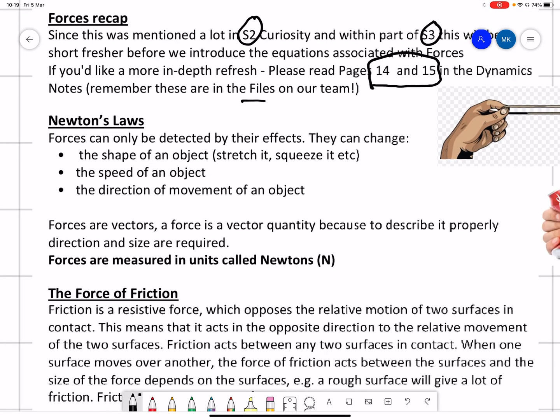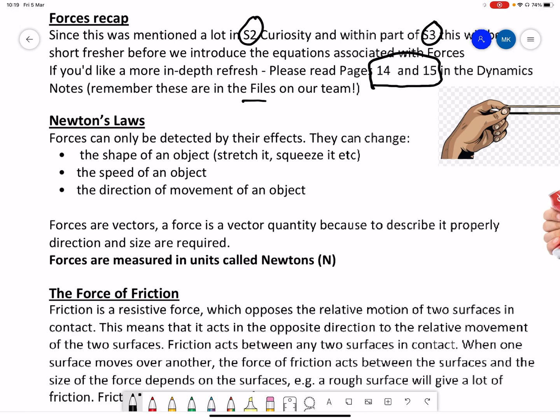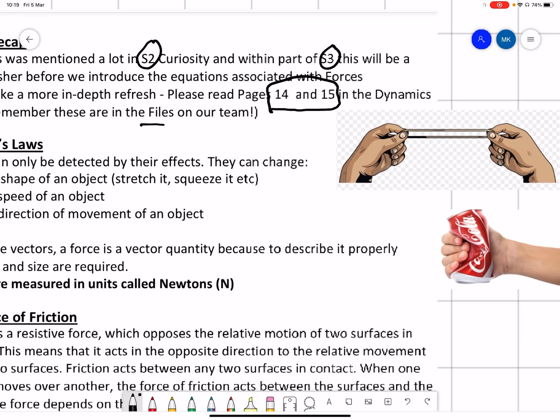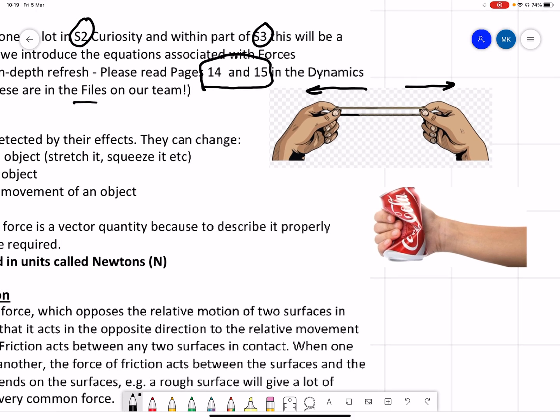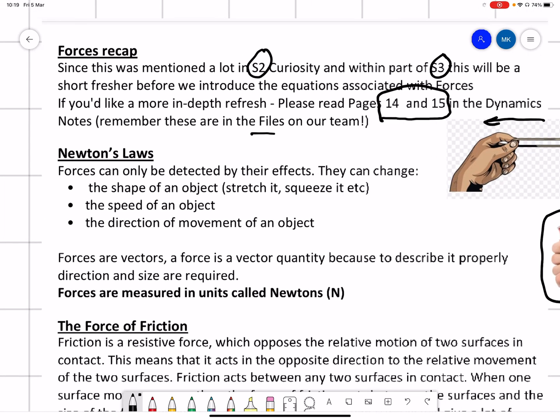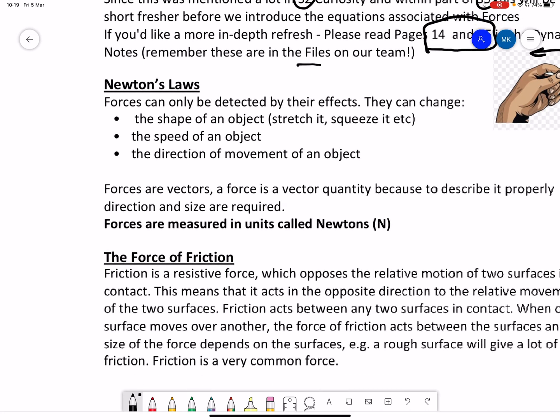Right, Newton's laws. Right, forces, when they act on something, they can change the shape of an object. So I'll put a little picture in here of an elastic band. The elastic band will stay the same shape until you start to pull it apart. So you're changing the shape by stretching it. Likewise, say an empty can of Coke will stay that same shape until a force acts on it. So if you crush a can, you're putting a force on that can, so you're changing its shape. So we've covered that one.